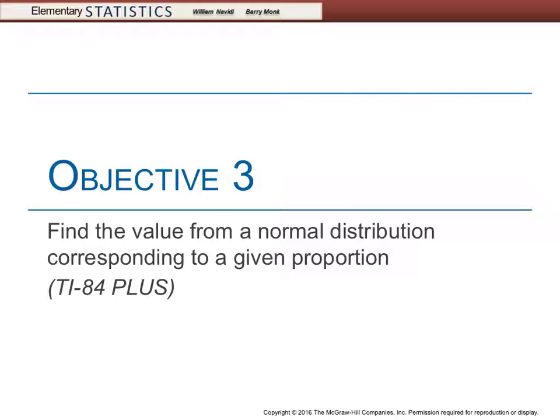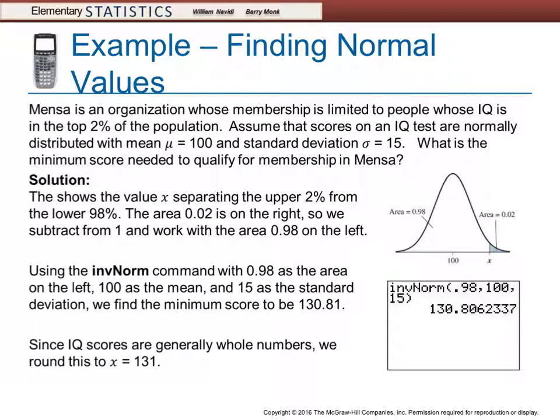So now we're going to do the same problem using the TI-83 or 84. In the same Mensa problem, what is the minimum score needed to qualify for membership in Mensa? Again, we have to calculate the area to the left of x. So we have to calculate this area in the same way we did before. Once we have that area, we use the second vars command.